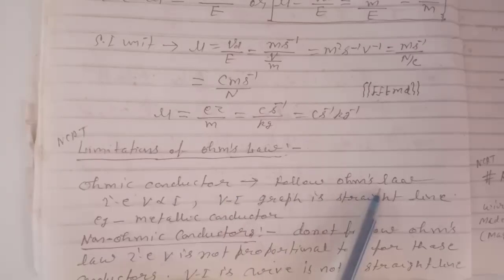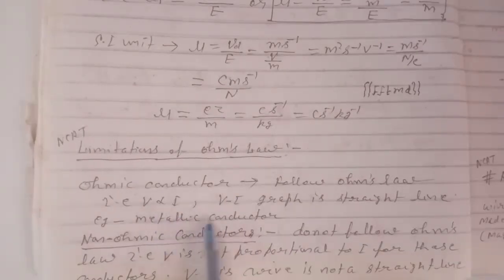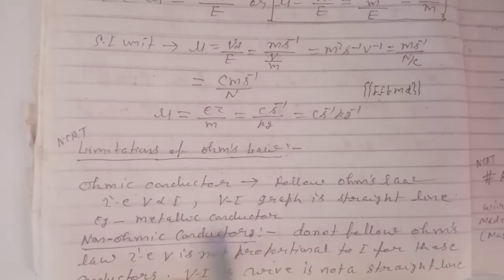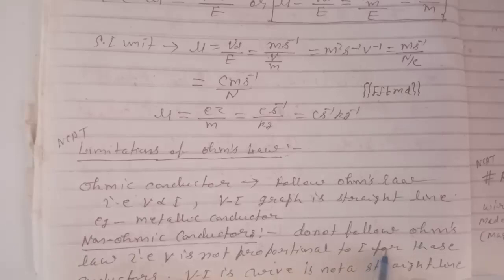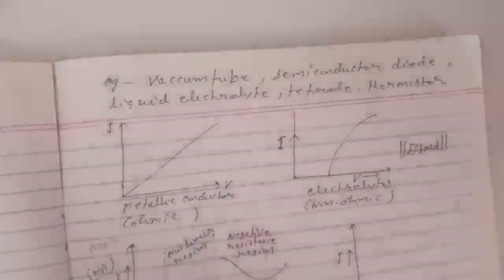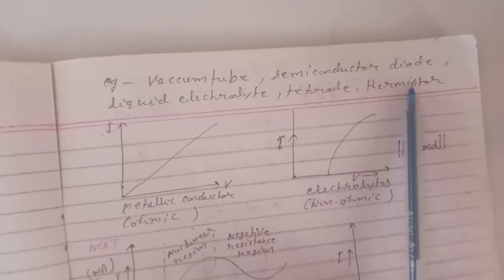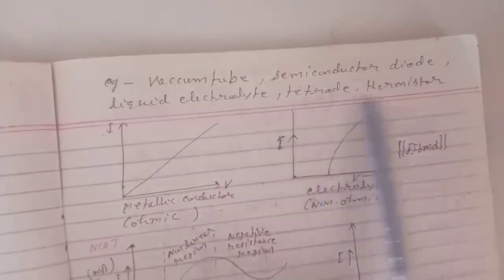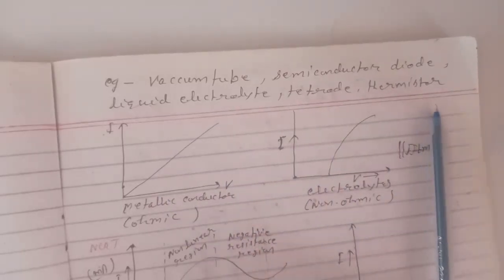Now limitation of Ohm's law. Ohmic conductors follow Ohm's law, that is V is proportional to I, or the V-I graph is a straight line. Example, metallic conductor. Non-ohmic conductors do not follow Ohm's law, that is V is not proportional to I for this conductor. The V-I curve is not a straight line. For example, vacuum tube, semiconductor, diode, liquid electrolyte, tetrode, thermistor, etc.